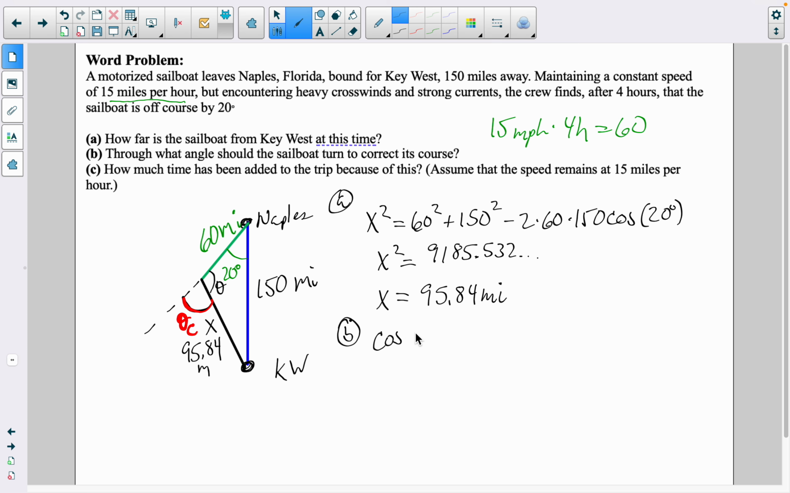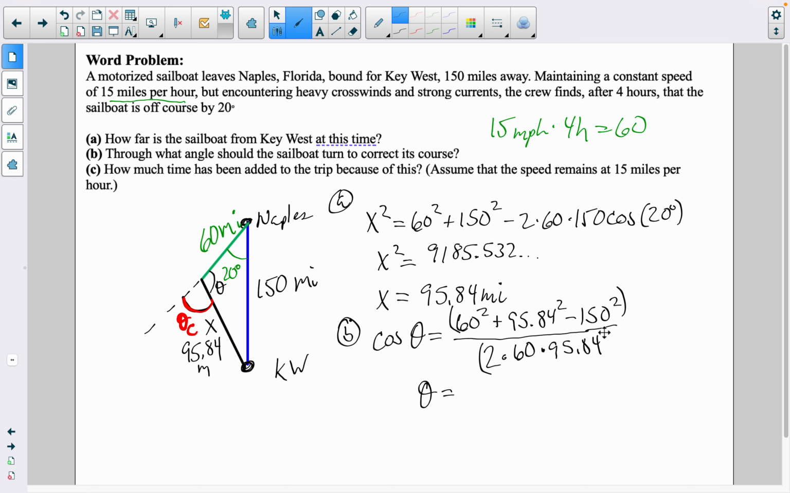So cosine theta is going to equal 60 squared plus 95.84 squared minus 150 squared, because that's the side opposite the angle I'm looking for. Remember, the square of the side you're subtracting is opposite the angle you're looking for. All over 2 times 60 times 95.84. Again, I would just plug this into the arc cosine so I don't make any mistakes, making sure to use parentheses around the numerator and the denominator.